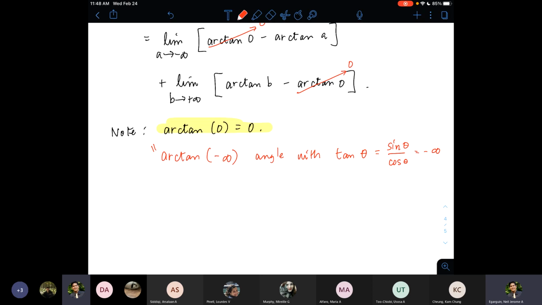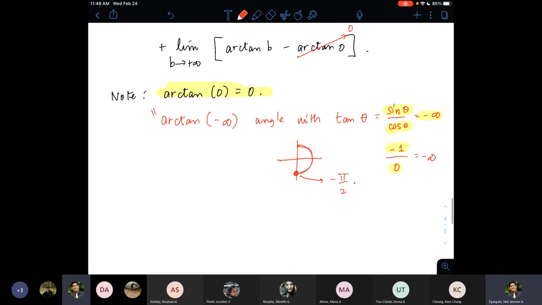But recall that tangent is sine over cosine. But how do we get a negative infinity? Well, we get a negative infinity if the denominator is 0, right? And the numerator would be negative 1. So this is how we get negative infinity, right? So basically, we're looking for an angle whose sine is negative 1 and whose cosine is 0. If you look at the unit circle, but arctan is restricted here, we will get sine equal to negative 1 and cosine equal to 0 at this angle, right? And this angle is negative pi over 2.